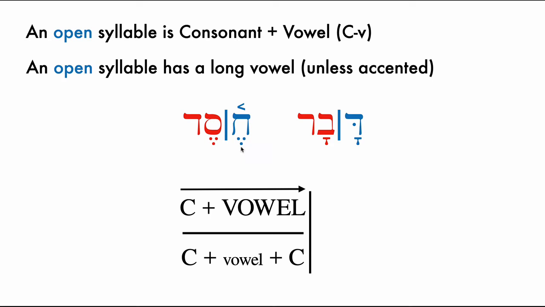Che. That's a short vowel, but you'll see that an open syllable has a long vowel unless it is accented. And Hebrew words are most often accented on the final syllable, the last syllable in the word. And when there's an exception and something before the last syllable is accented, they will get an accent mark. So because this syllable has the accent, even though it's an open syllable, it's allowed to have a short vowel.